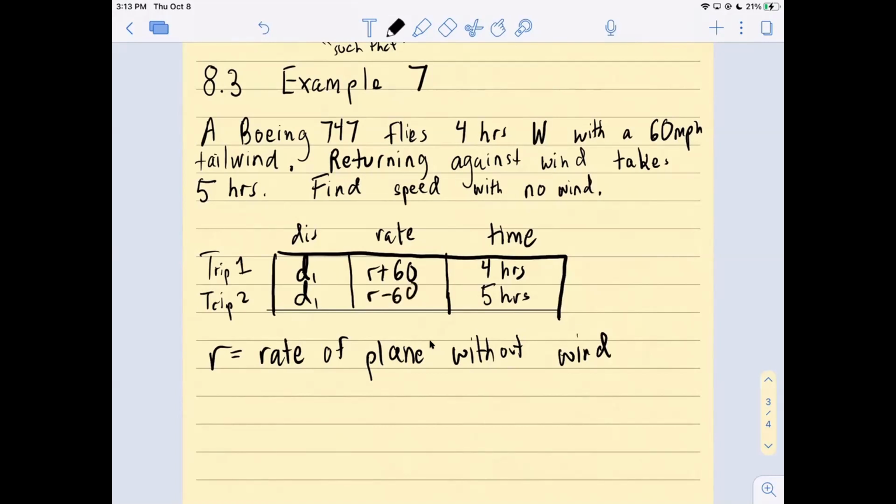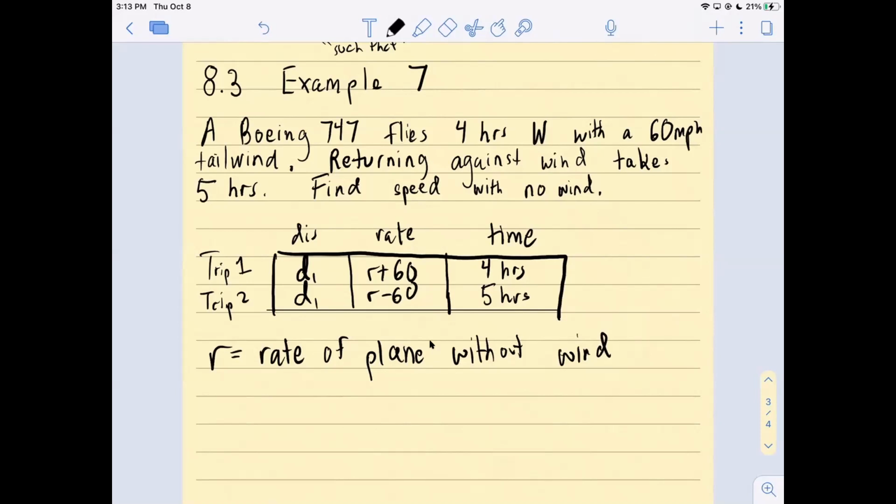You see that the rate for the first one is higher. That means that the time should be lower. I've seen students mix these up a little bit, like they just plug them in randomly. Make sure that there's some intuition, like the shorter trip should have a faster rate, and on the longer trip, you're traveling slower. You're doing R minus 60.